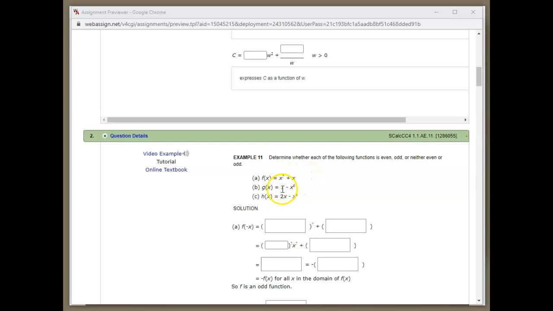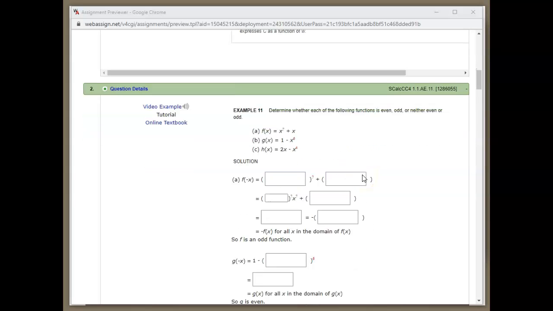With the same idea on the next one, this is 1x to the 0 because there's no x here, there's 0 x's. So this is a 0 power and this is a 6 power. So this would be an even function. The next one has an odd and an even, so that would be a neither.